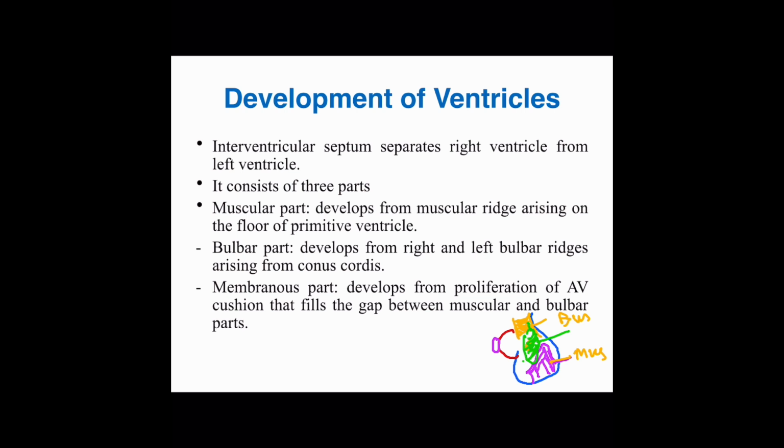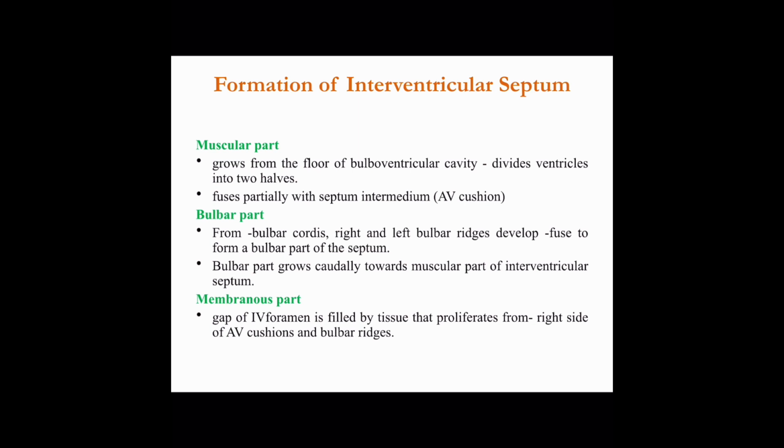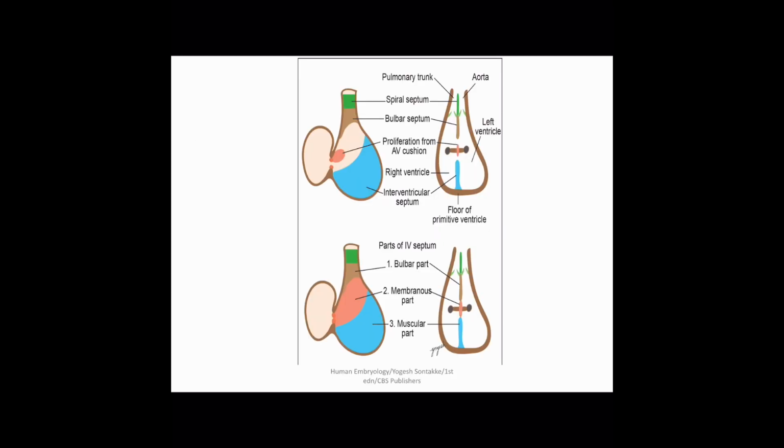Okay, the AV cushion is oblique, it separates anteriorly the right and left ventricle and posteriorly the left ventricle from the right atrium. Okay, now formation of the interventricular septum. This is the same thing which we have already discussed. So the same diagram having three different parts, that is muscular part, membranous part, and the bulbar part.